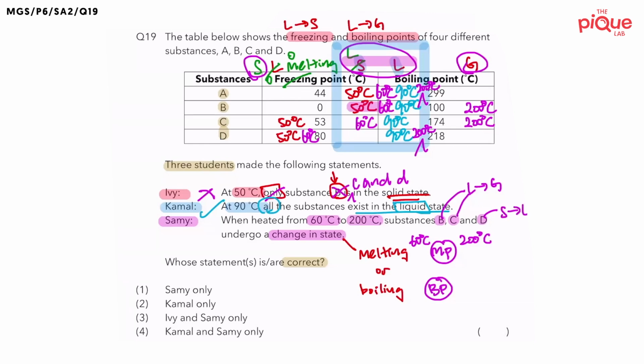So is Sammy correct when Sammy said that substances B, C, D underwent a change in state? Yes, he is correct. Finally, you need to find out whose statement is correct. So we are looking at the ticks. So the ticks only belong to Kamal and Sammy, which gives us our correct option to be number 4.